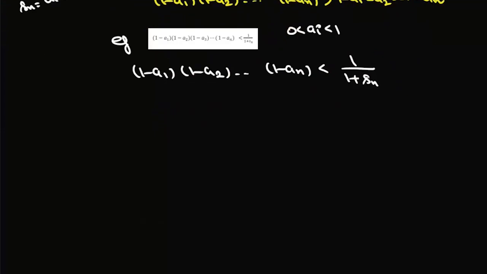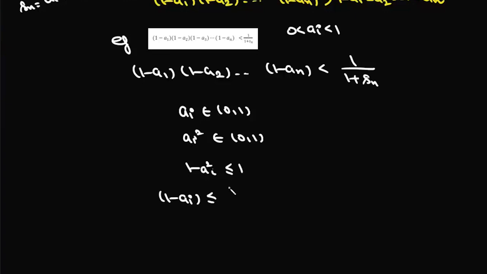Now to prove this, we know that any ai will lie between 0 and 1, then ai square will also lie between 0 and 1, and 1 minus ai square will be less than or equal to 1. So from here we can write 1 minus ai will be less than or equal to 1 upon 1 plus ai.